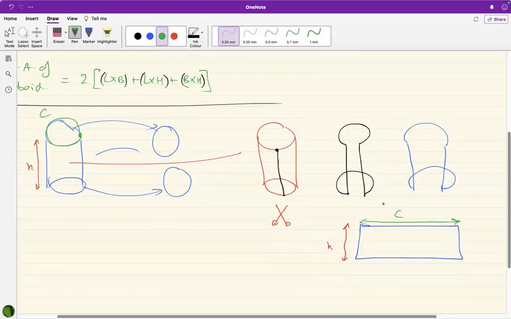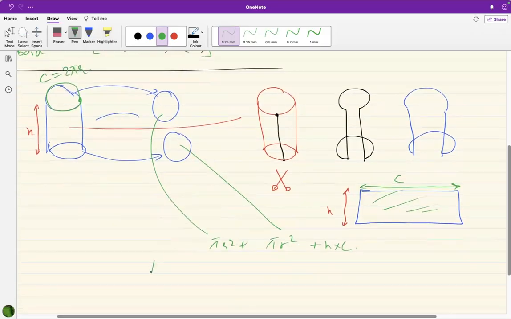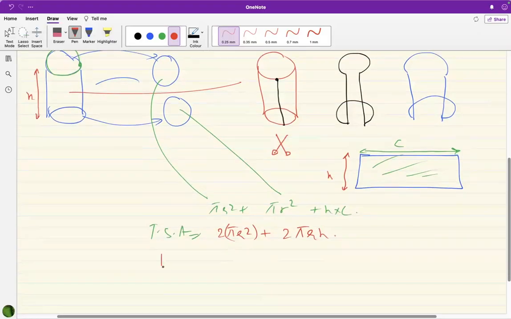So area of this circle is pi r square. Area of this second circle is pi r square. Area of this sheet is going to be height into circumference. And when I go back, may I say circumference is 2 pi r? So this is the total surface area of cylinder, that is 2 pi r square, two circles, plus curved part 2 pi r h. Don't get it confused with volume, which is pi r square h.